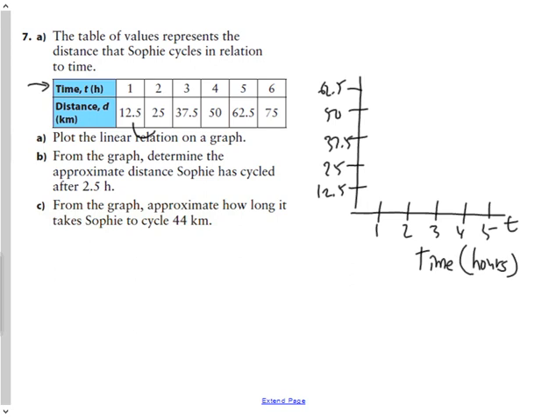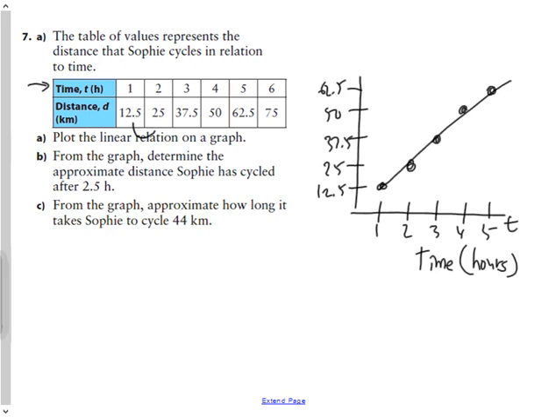So plot the linear relation. 1 hour is 12.5, 2 hours is 25. Sorry, I know I didn't go that high. I'm limited only to what I can plot, but we get the idea. It is a linear relation.